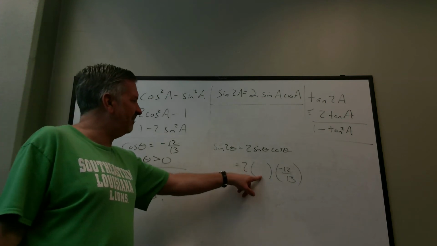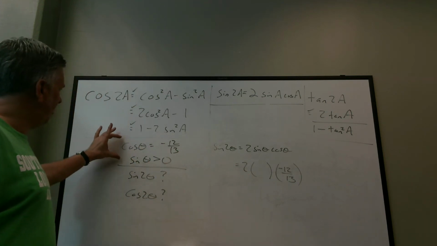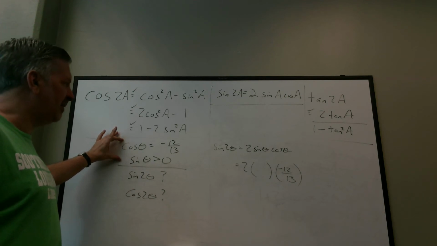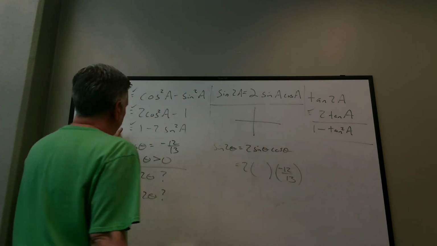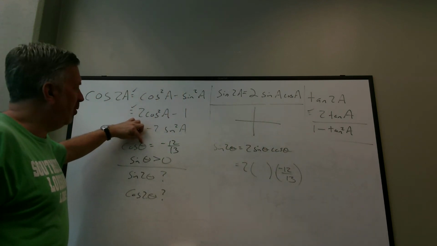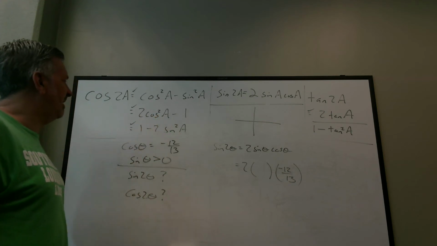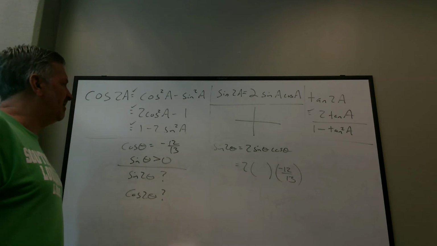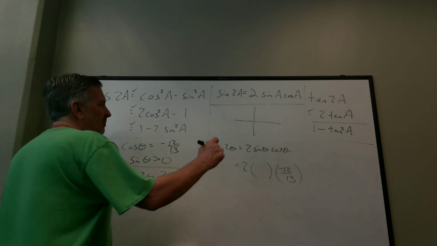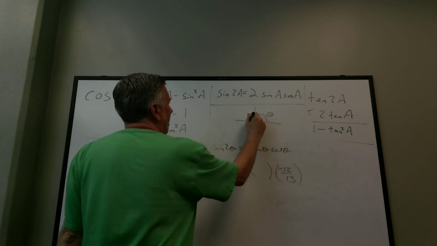Now we need sine of theta. I know sine of theta is positive, but I need the actual number. Well, with this information, we ought to be able to draw a picture of theta. What quadrant is theta in? Cosine is negative and sine is positive. So in which quadrant is cosine negative and sine positive? Well, that's the second quadrant. I don't know the rotation. I'm just going to put something in. There's a possible picture for theta.